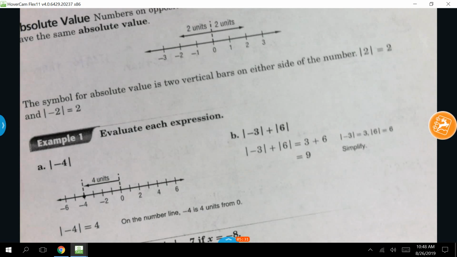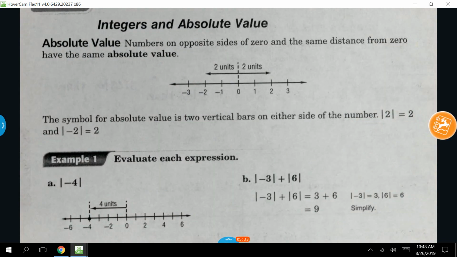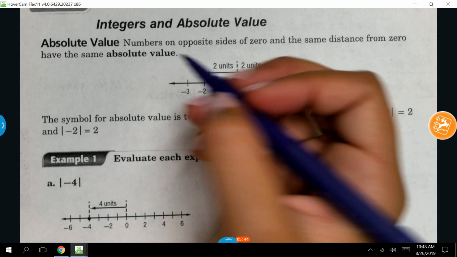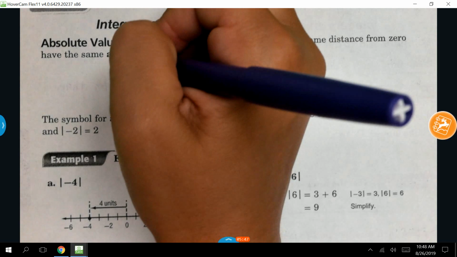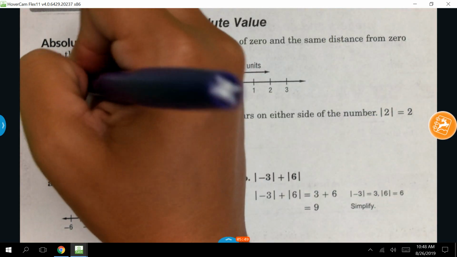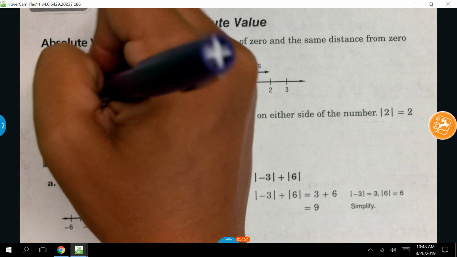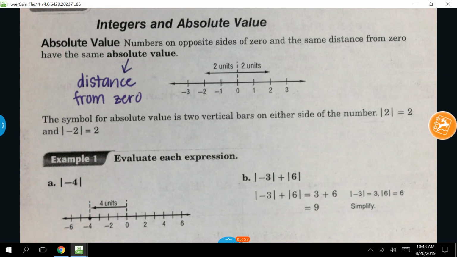All right, on the back we've got absolute value. Has anybody heard of absolute value before? Yes? What that is, it's the distance from 0. We're just going to go ahead and shorten it a little bit and write the distance from 0. It says numbers on opposite sides of 0 and the same distance from 0 have the same absolute value. That just means that the absolute value is the distance away that it is from 0.